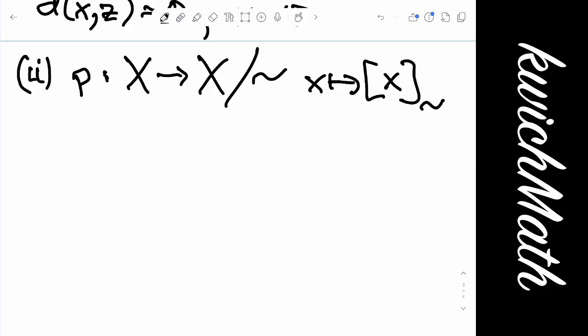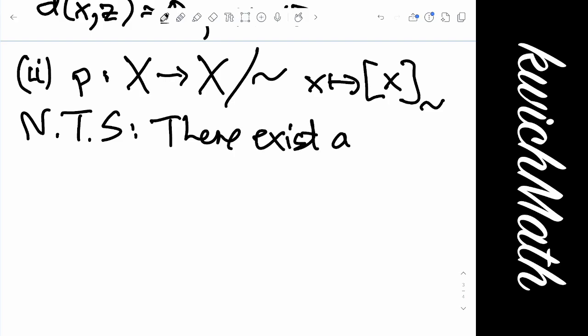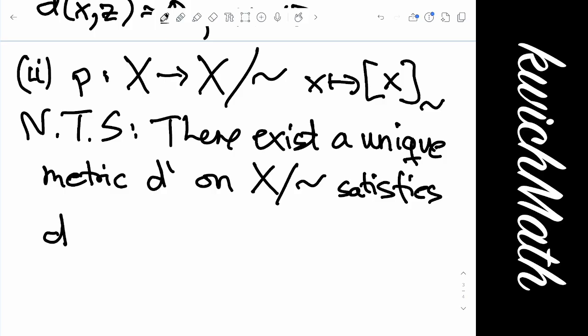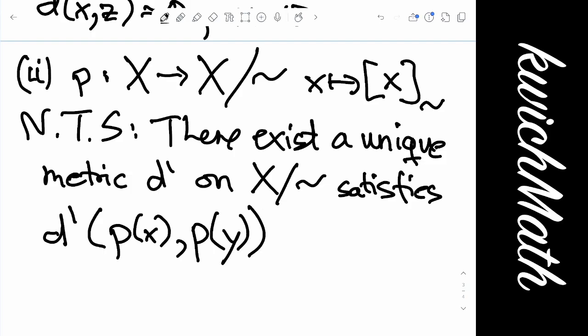All right. But we need to show that there exists a unique metric, called D prime, and it's a unique metric not on X but on the set of equivalence classes, and it satisfies that the new distance between one equivalence class, so we can write a general equivalence class like this, so this is another way of saying the equivalence class containing X, and the equivalence class containing Y. So there is a unique metric that will satisfy this.